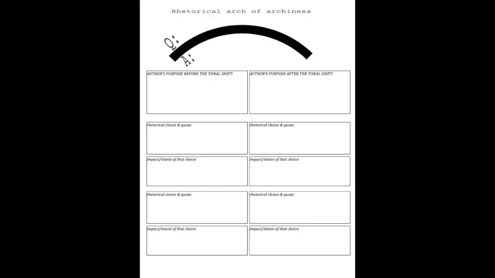So at the top of the rhetorical arch of archiness, you can see there's a Q and an A. We develop a question based on what the prompt is asking us to do. So when we read through the prompt, we're trying to come up with a guiding question that basically presents the task of what we have to do in the rhetorical analysis essay, right? Underneath that is the A, and that's kind of your answer.